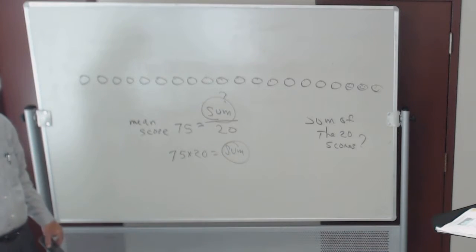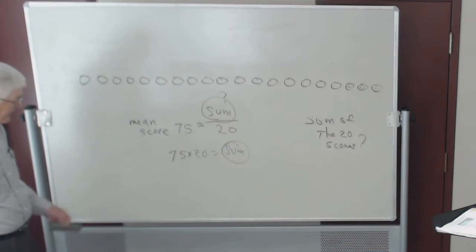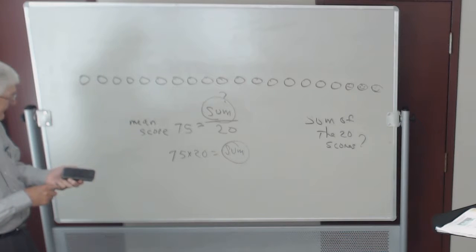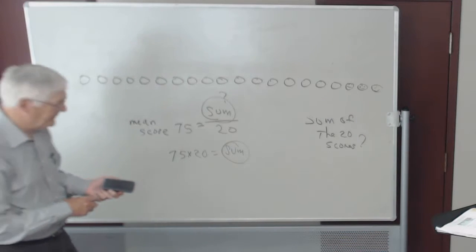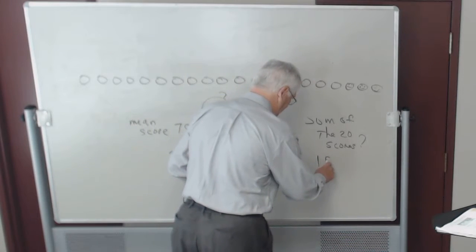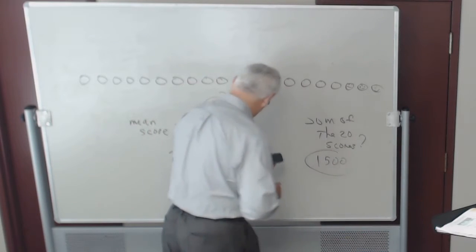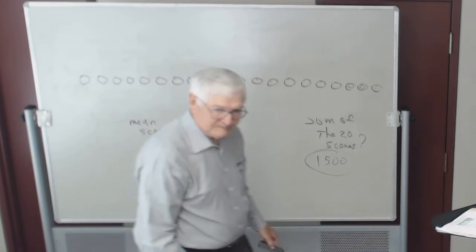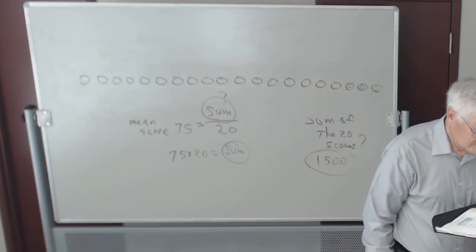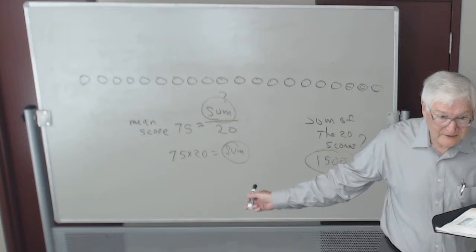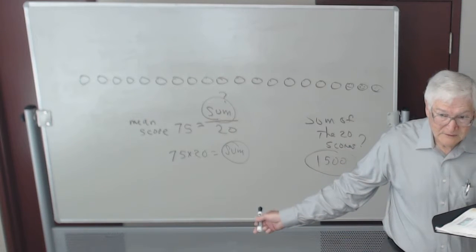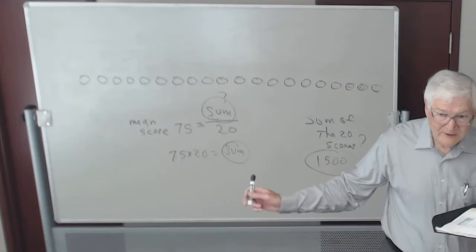Everybody follow that? You follow what I just did here? So what's 20 times 75? Two times 750 would be what? $1,500. So does everyone follow what I just did here to find the sum of the scores? I took the mean times the number of scores.